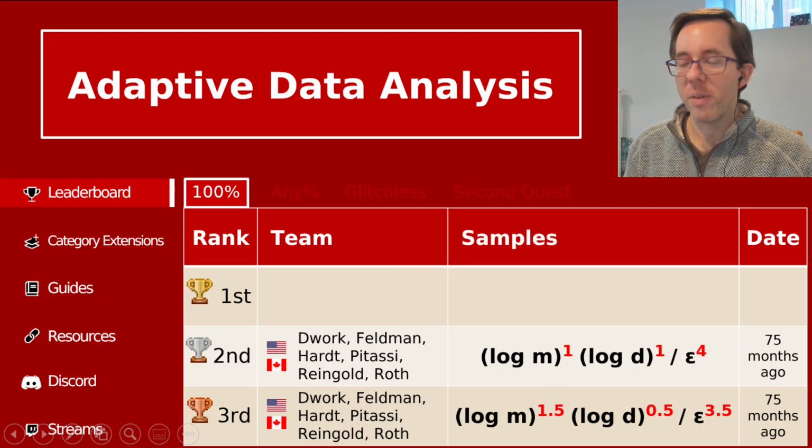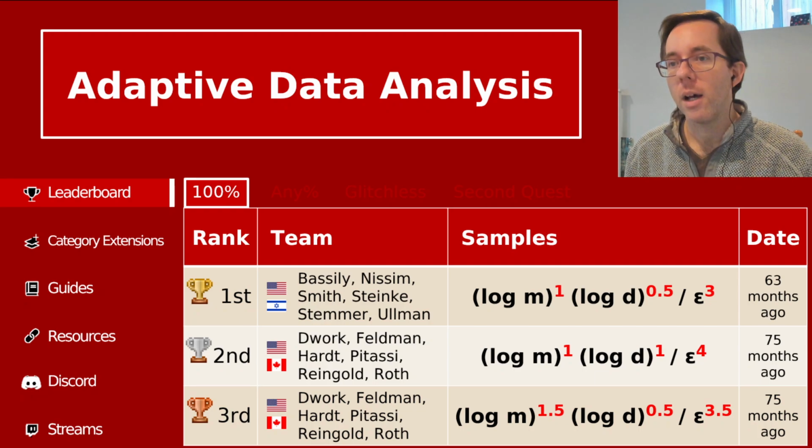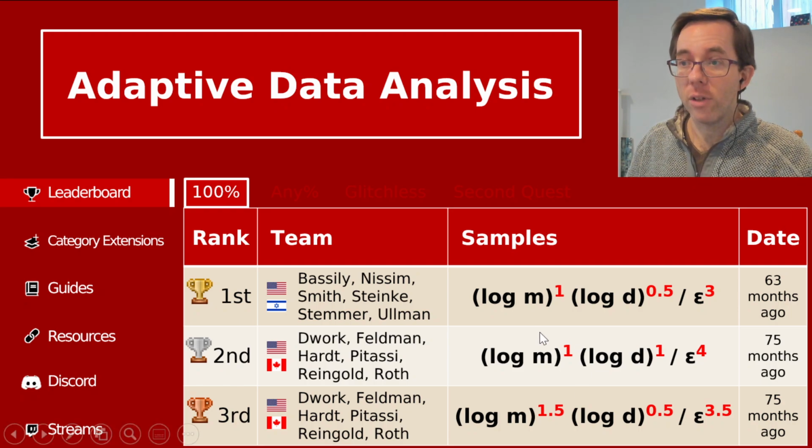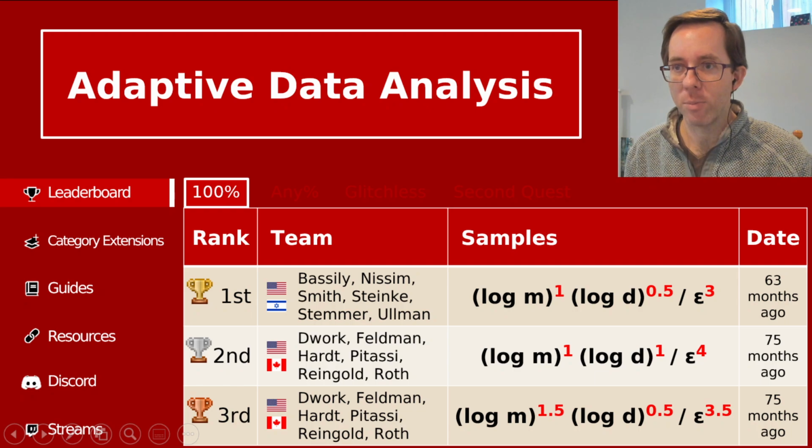So those results were from the original paper, but then the top result is from a subsequent paper by Bassily, Nissim, Smith, Steinke, Stemmer, and Ullman. And they achieved log m to the power of 1, which is great. This is optimal because even for the non-adaptive version, you need log m over epsilon samples. And log d to the power of 0.5 divided by epsilon cubed. So this is all quite good. Still possibly room for improvement, but this is the best bound that's currently known, and it stood for over 5 years.